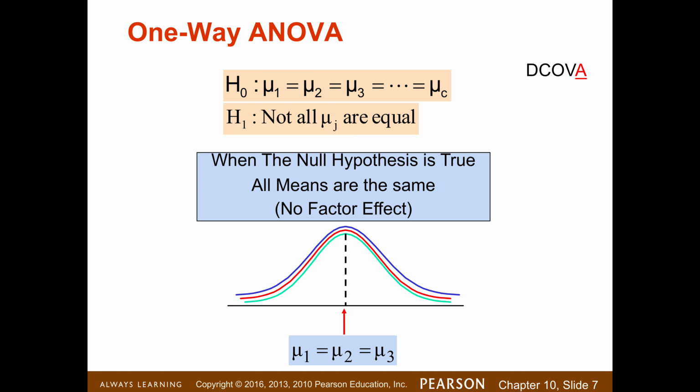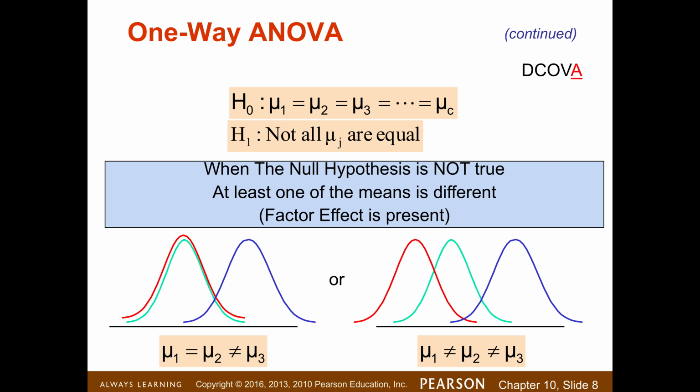Guys, the one-way ANOVA, again, the null and alternative provided there. When the null hypothesis is true, it means all the means are the same, so there's no factor effect. So we have mu1 equals mu2 equals mu3, so you can see that our distributions are the same. They have the same mean. In the more exciting case, where the null is not true, it means that at least one of the means is different. At the bottom left, you can see where mu1 and mu2 are equal, but mu3 is different than those two. Or at the bottom right, you can see where we could essentially have all of the means different.